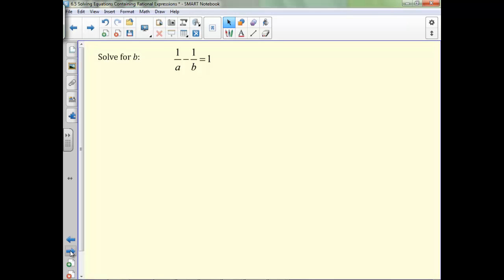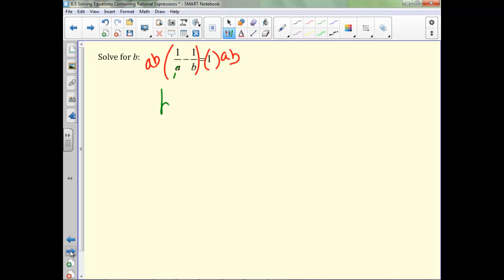Now this one, we have to solve for b, but before we can do that, we have to have these so they're not fractions. So once again, we can multiply both sides by our common denominator, which would be ab. So notice in this first fraction, our a's would cancel. We're left with b. In our second one, our b's would cancel. So we're left with a.